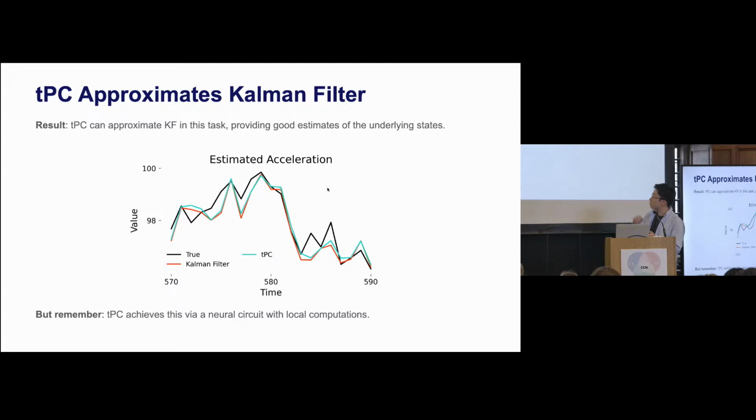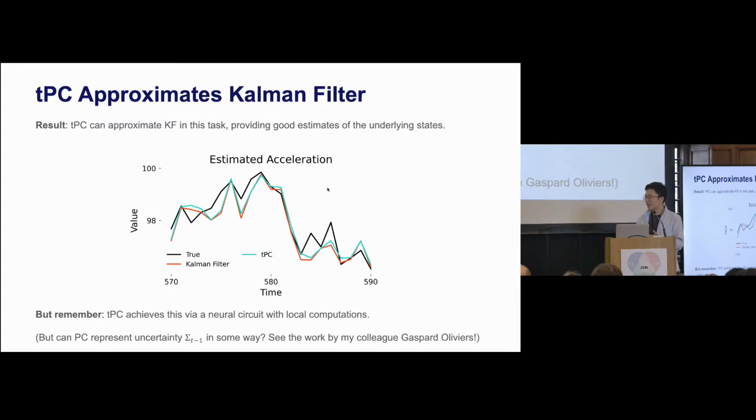So you can see that these two curves overlap very closely. But one important thing I want to note is that temporal predictive coding achieves this using a neural circuit I just showed with only local computations, whereas if you are familiar with the Kalman filter, it will require a lot of complex matrix operations like matrix inversion.